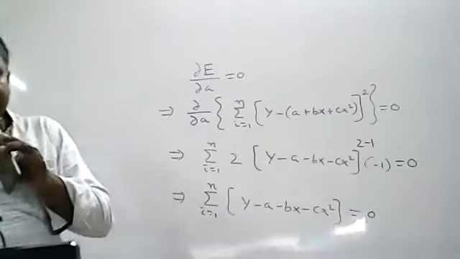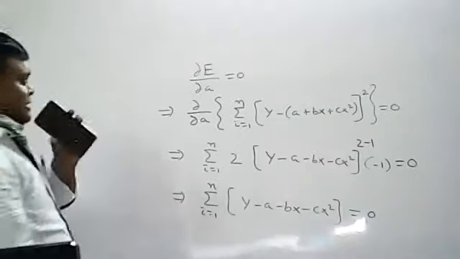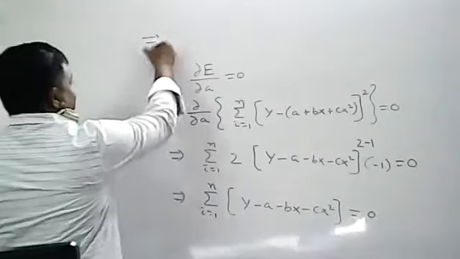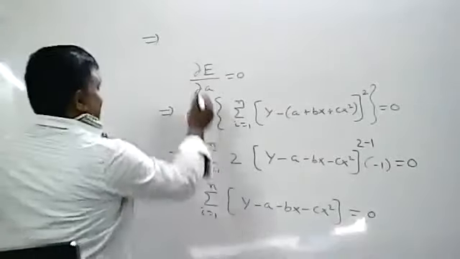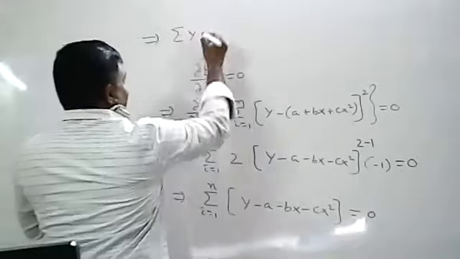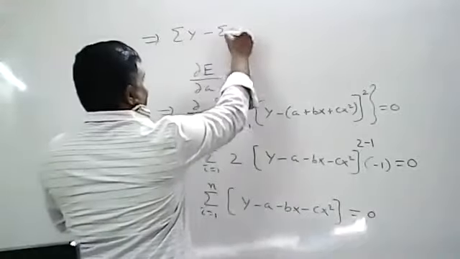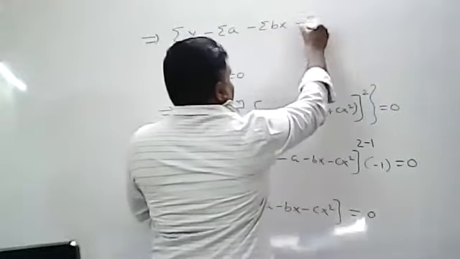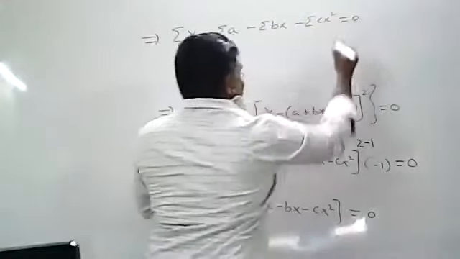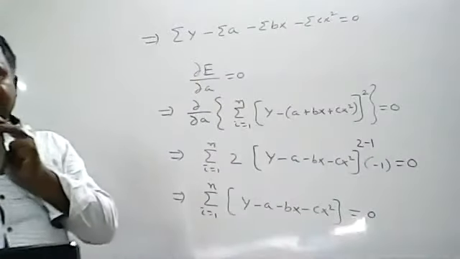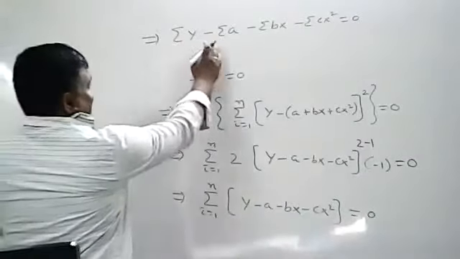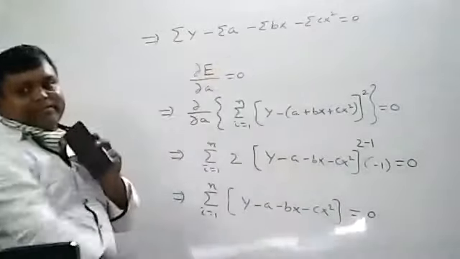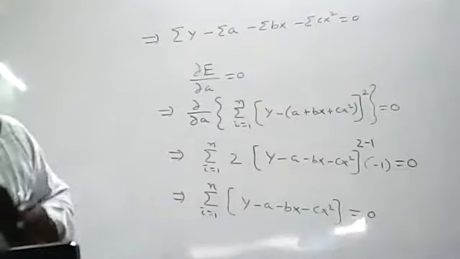Now multiply the summation, and then separate the y terms as well as the x terms. So you will get summation y minus summation a minus summation bx minus summation cx square is equivalent to 0. Now separate the y terms. Y is not in these three terms, so you can send these three terms to the other side, and minus becomes plus.